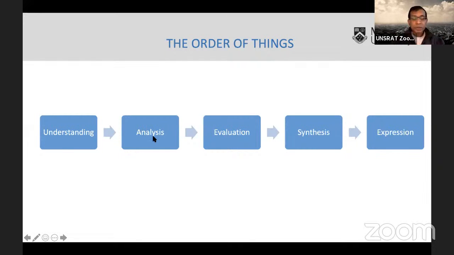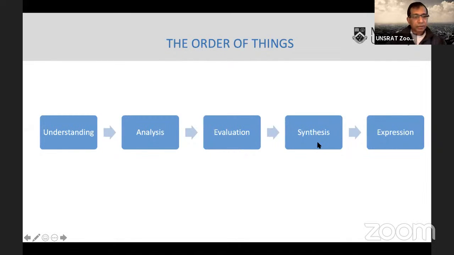Analysis is where you actually start analyzing and try to make connections. And then you evaluate. Evaluate is where you become critical. You don't accept everything. You draw inferences. You draw hypothetical positions. You draw different kinds of interpretations based on what your participants say.